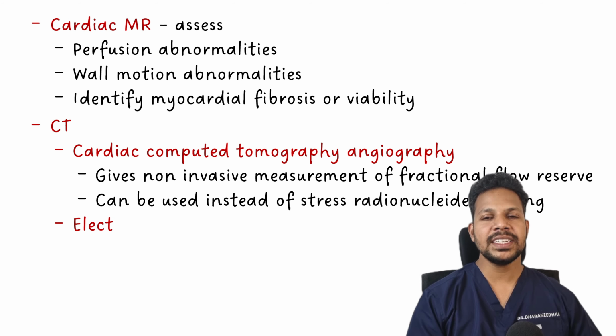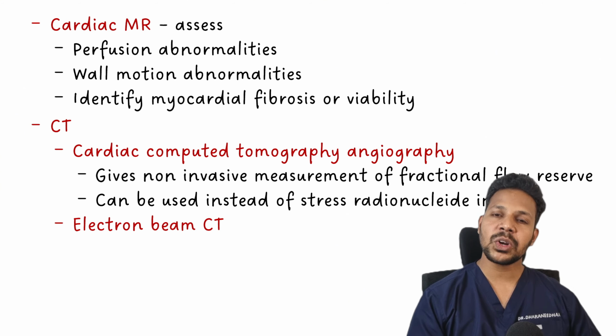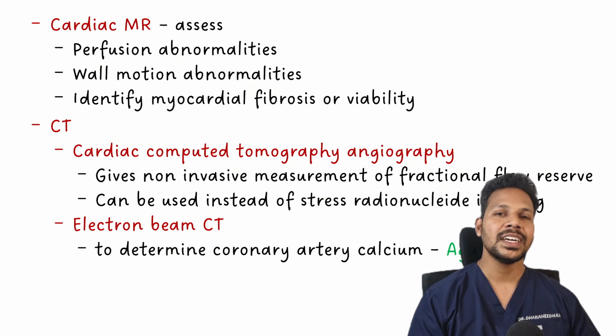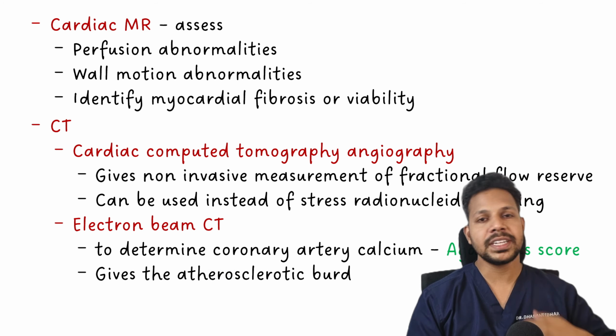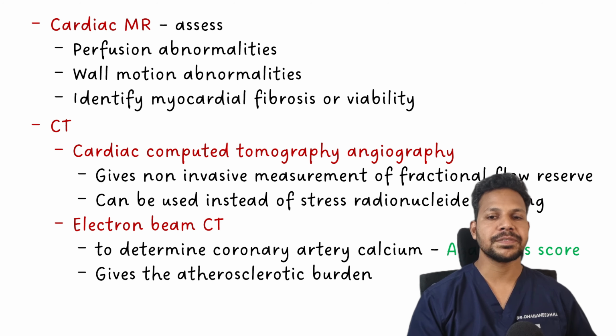The other modality is electron beam CT. This electron beam CT helps us in identifying the calcium deposition in the coronary vessels. This can be calculated by using the Agatston score. Okay, Agatston score. This gives the atherosclerosis burden in the patient in the coronary vessels.